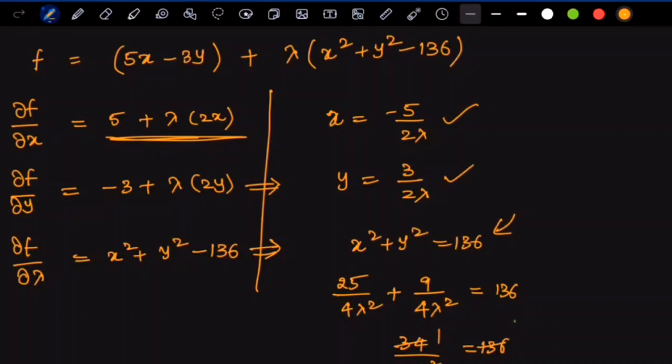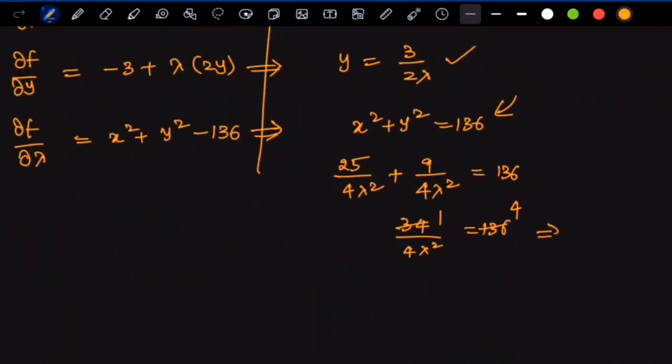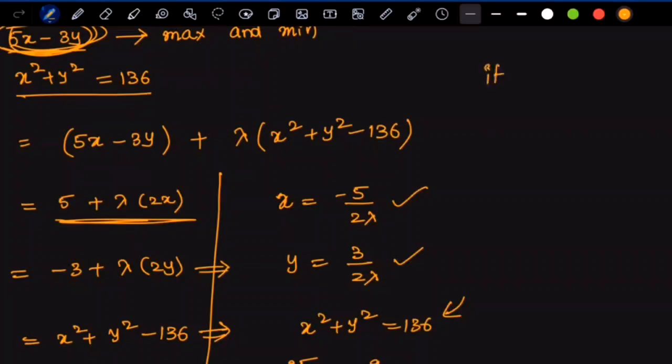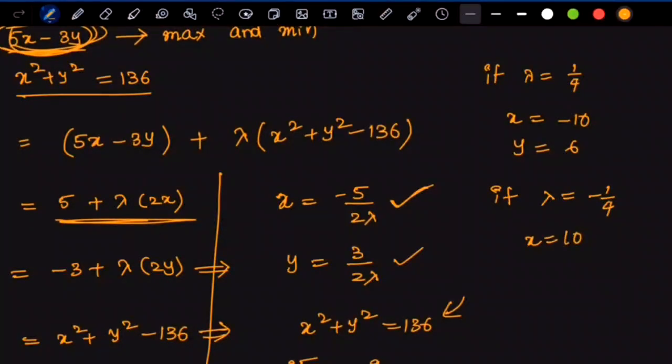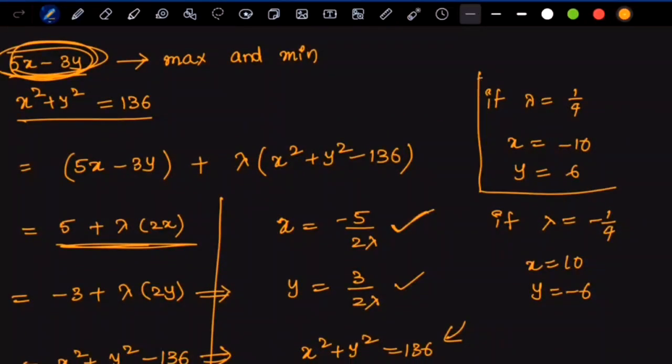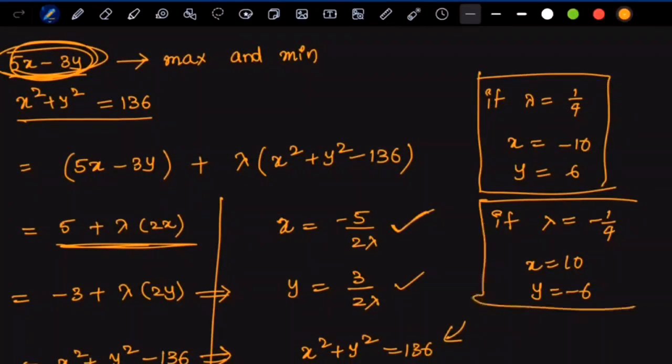34 ones are 34, 34 fours are 136. So this will give us lambda square is 1 upon 16, which gives us lambda is equal to plus or minus 1 upon 4. If lambda is equal to 1 upon 4, we get x is equal to minus 10 and y is equal to 6. Similarly, if lambda is equal to minus 1 upon 4, we get x is equal to 10, y is equal to minus 6. So we got these two cases.